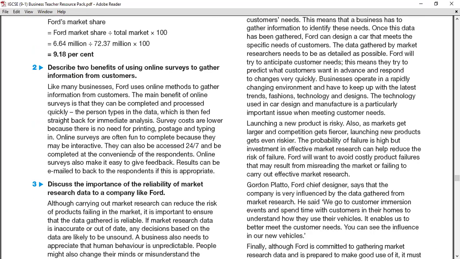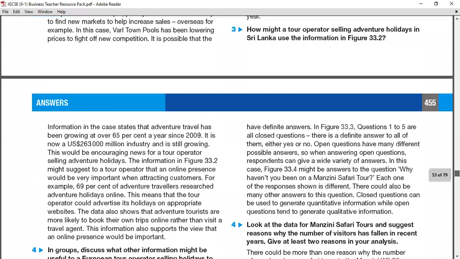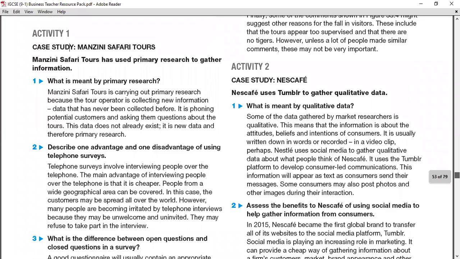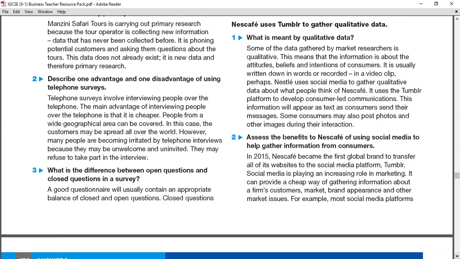So like many other businesses, for this case, Manzani Tours. Second question, a telephone survey involves interviewing people over the telephone. The main advantage of interviewing people over the telephone is that it is cheaper. Yes, people from a wide geographical area can be covered. In this case, you use the application they have given. You can use the words 'in this case', the customers are spread all over the world.